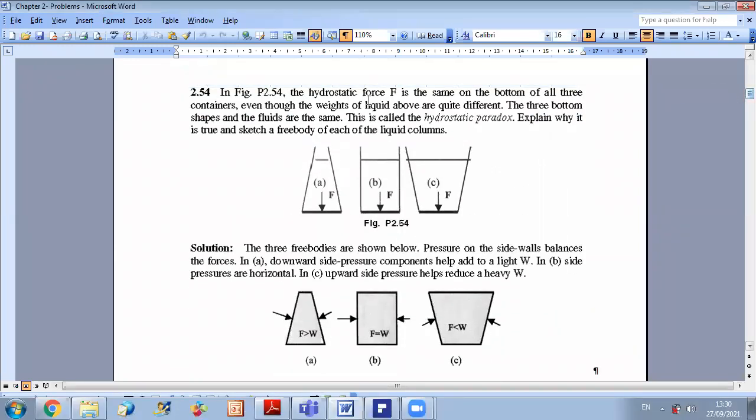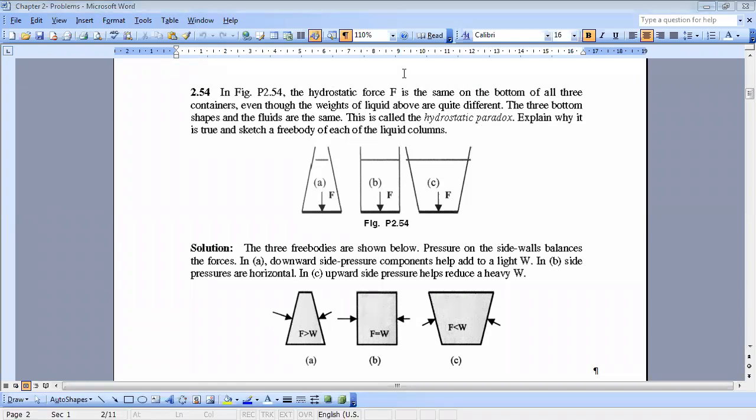We have a hydrostatic force F that is the same on the bottom of all three containers, even though the weights of liquid above are quite different. The three bottom shapes and the fluids are the same. This is called the hydrostatic paradox. Explain why it is true and sketch a free body of each of the liquid columns.